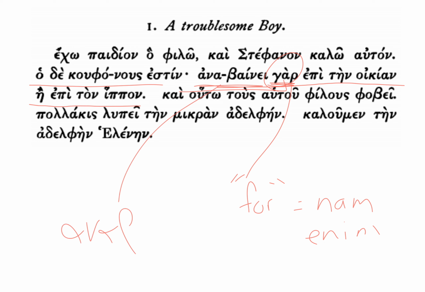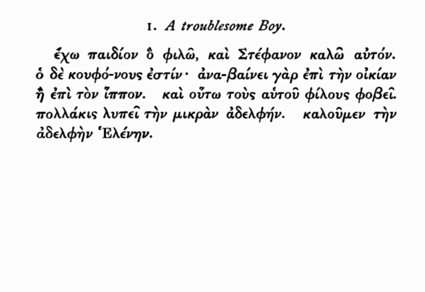Anabaine is from anabainein. Notice I list the infinitive again, anabainein. Baino, to go, and ana means up. Furthermore, anabaine has the third singular ending, epsilon iota. So again, the primary active endings, o, eis, ei, etc. Here is the third person singular ending. For he goes up onto a house, epi ten oikian, or onto a horse, epi ton hippon.